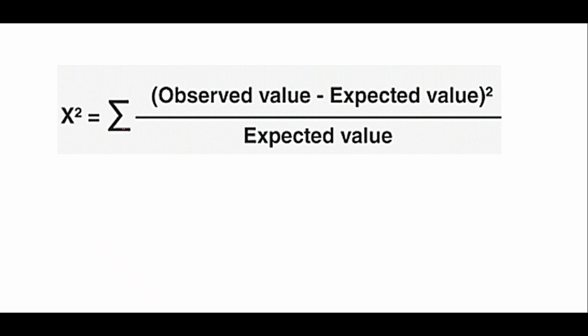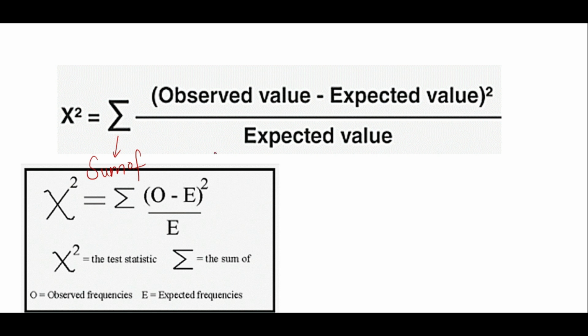Now the chi-square value is given by the sigma of the square of the difference between the observed value and the expected value divided by the expected value. So this is how you can calculate. In some texts you can see chi-square is sigma (O minus E) the whole square divided by E. So this is a simpler form and easy to memorize.